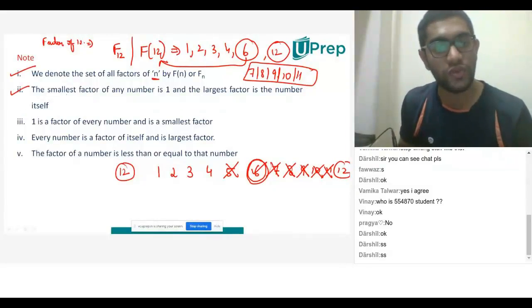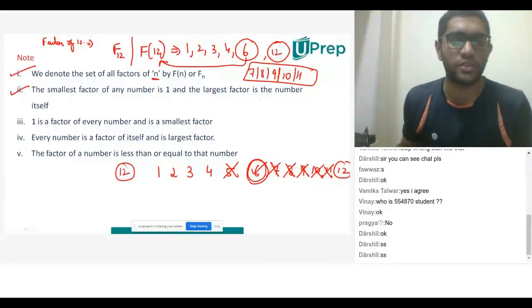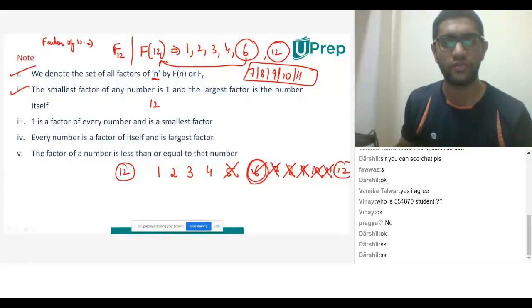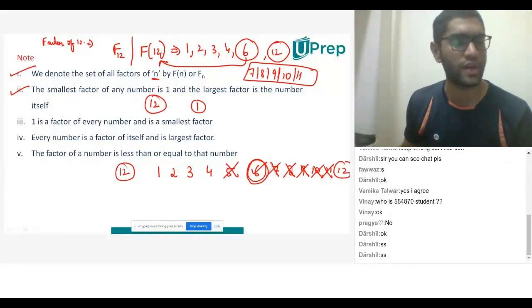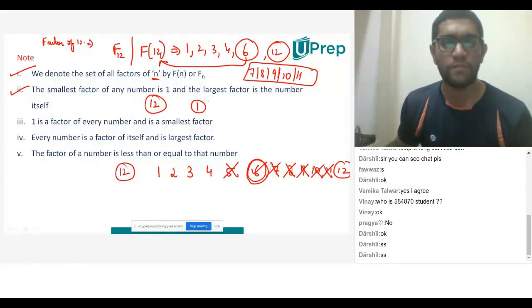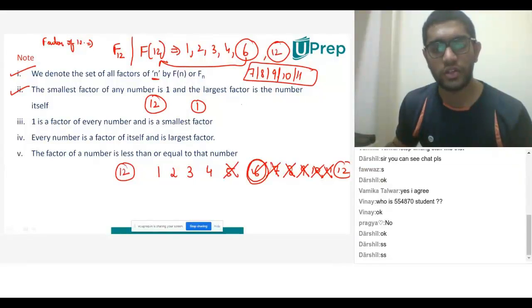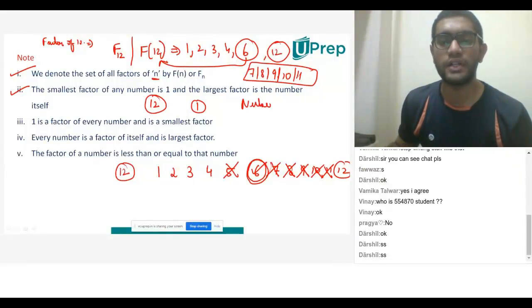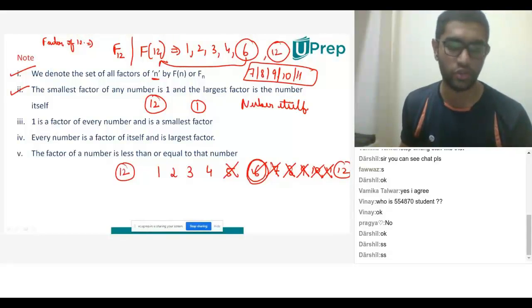It says the smallest factor of any number is 1 and the largest is the number itself. This is something we just proved. If I took 12, it started with 1. I told you 1 is a factor of every number, correct? What was the largest factor? It was the number itself. Is this very clear? That's the same point that he has written over here. No rocket science, nothing new.